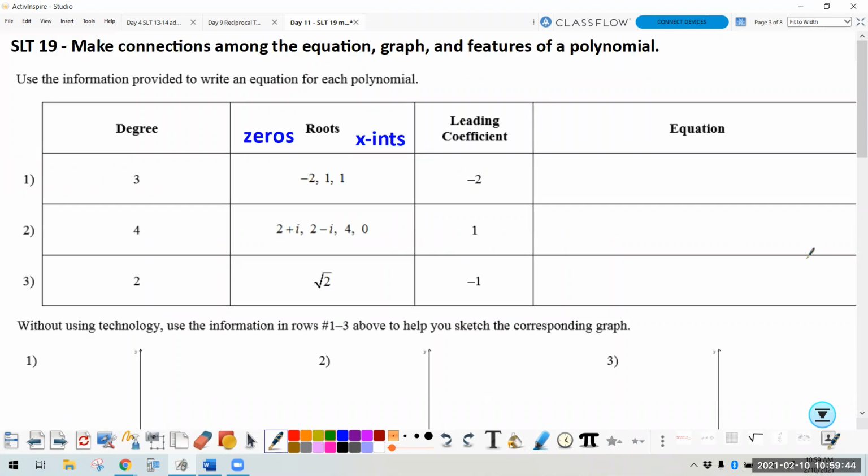So we're going to use the information provided to write the equation for each polynomial. We're given the degree, the root, and the leading coefficient. Equations must have a y equals, an f of x equals. We need our leading coefficient. And then I'm going to check the number of roots I have. Is that the same as the degree? Yes, it is. So I can write my equation. That's x minus the root. So I'm going to have plus 2x. Now, this 1 is a repeated root, so I'm going to square that factor.